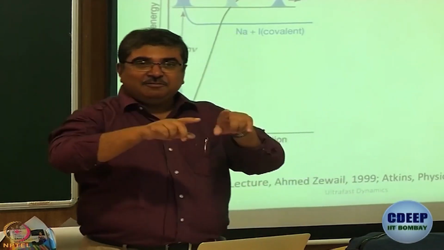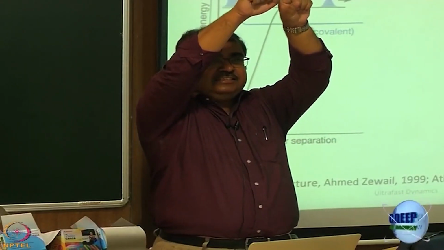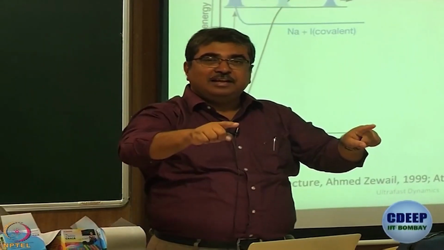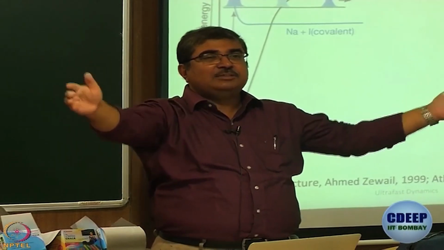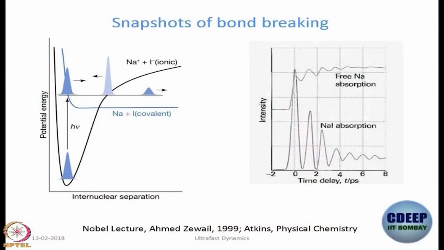I think you know that when you have many waves, initially the intensity is large, then it falls off. And if there are too many waves, they don't get back again. That is what a wave packet looks like. So this wave packet is produced. Now in sodium iodide, what happens is this.